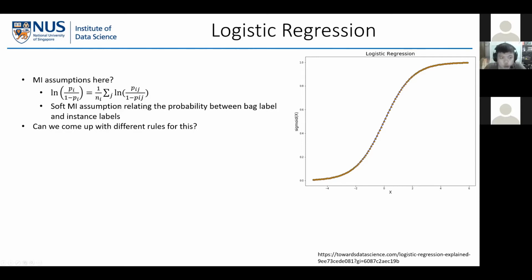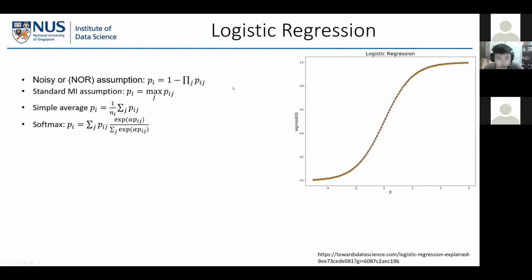This assumption is what we mean by the collective assumption, in the sense that we are trying to link the probability on the bag level to the probability on the instance level. Of course, this is just one way of assuming this. We can come up with different rules. For example, we can define the probability that a bag is positive as 1 minus this quantity here. Basically, this is the NOR assumption. We're saying that the probability that a bag is positive is equal to the probability that at least one of the instances is positive, and with more instances being positive, this quantity will increase.